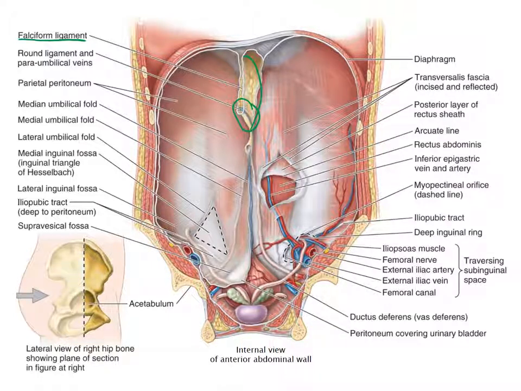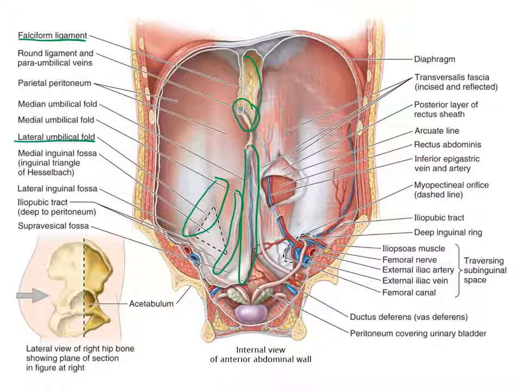Also seen from this perspective is the median umbilical fold, which is peritoneum overlying the urachus. The urachus is a remnant of the embryonic allantois. In the fetus, the allantois was a canal connecting the fetal urinary bladder to the umbilicus for drainage of urine. Immediately lateral to the median fold is the medial fold. Again, this fold contains the remnant of the umbilical artery. And lastly, the lateral umbilical folds on both sides will contain the inferior epigastric vessels, as shown here.